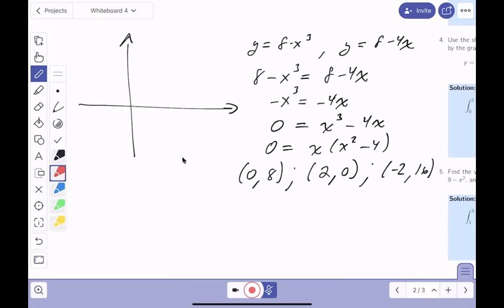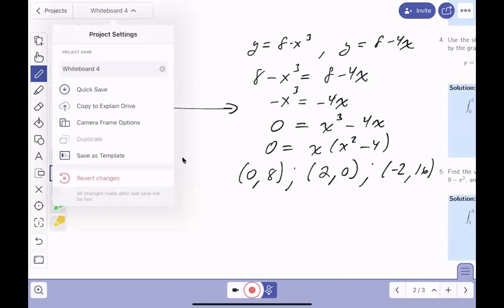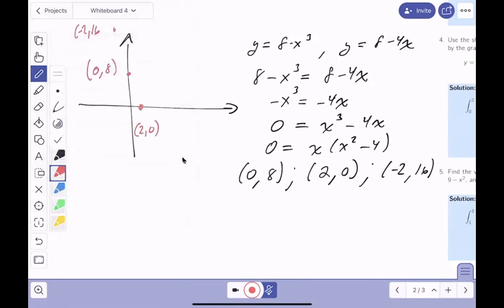0, 8. I'm going to say it's over here somewhere. I'll write that down for you. And then 2, 0. I'll say it's over here somewhere. And then minus 2, 16. I'm going to say that's up here somewhere. Okay, let's put the line in. And the line looks like this here. Again, I'm not saying I'm doing a great picture. I'm really not. And that's my line.